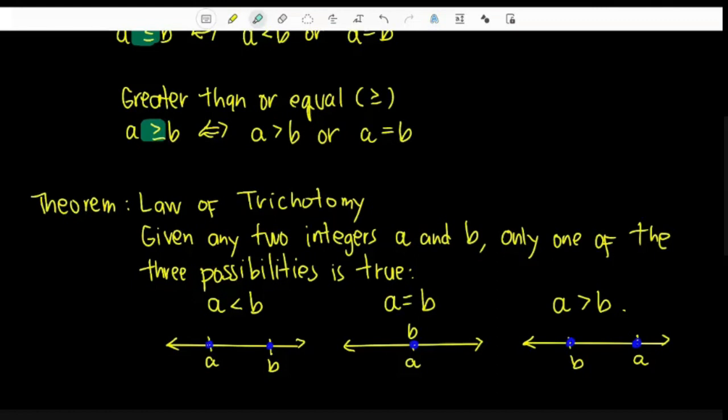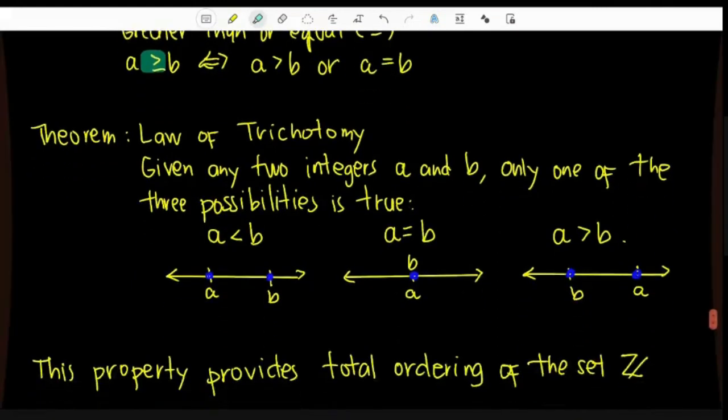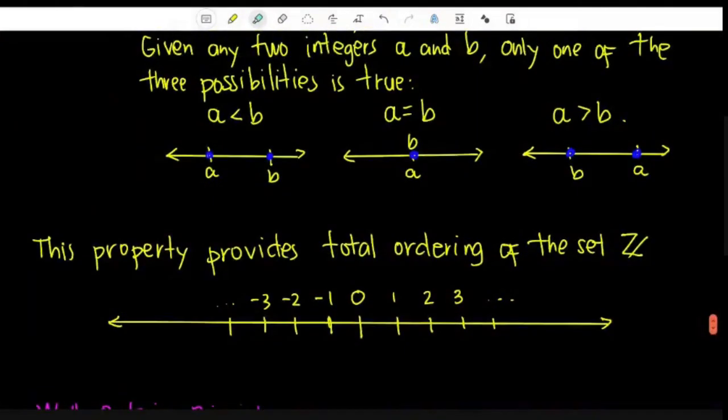And this causes a total ordering. When you say total ordering, pwede mong ilinya lahat ng integers in a single file, wherein nakaayos na sila from increasing, from smallest to highest value. So the property provides the total ordering of the set of integers since for any two given integers, pwede mong sabihin na, oh, ikaw mas maliit ka, so ikaw sa kaliwa ka, ikaw sa kanan ka.